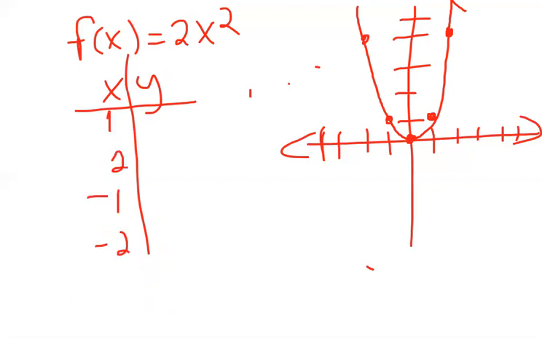If I plug in 1, I get 2 right back. If I plug in 2, I get 8. If I plug in -1, I get 2 right back. If I plug in a -2, I get 8. By the way, this is 8, this is not 6, okay?